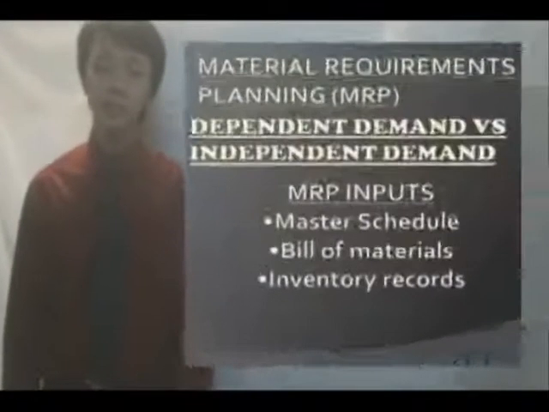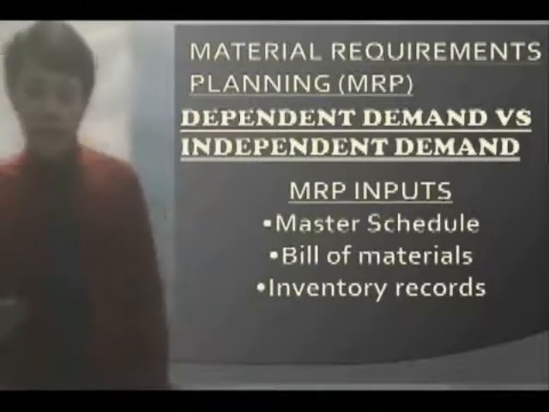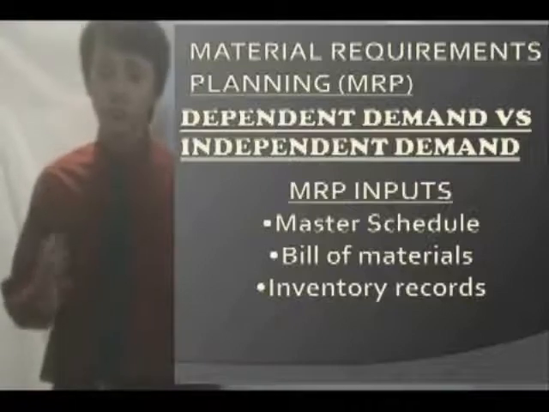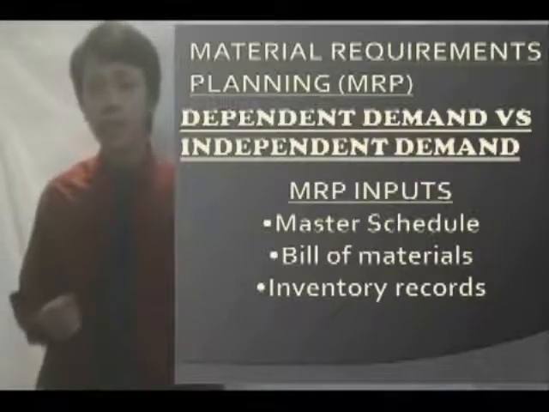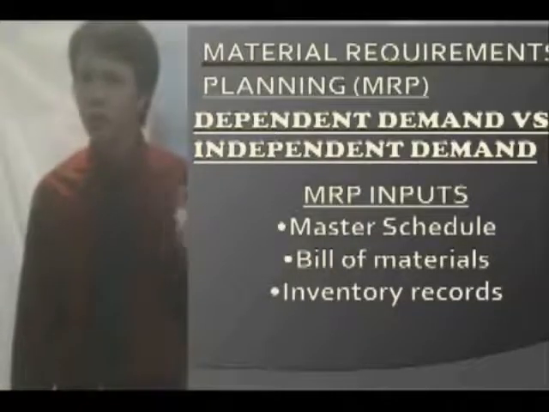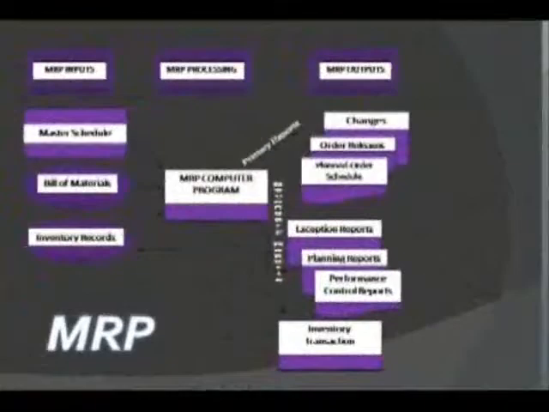Rather, it helps you systematically plan your scheduling. Now, let's differentiate dependent from independent demand. Dependent demand is a demand for items that are components of a finished product, for example, a tire of an automobile. While independent demand simply does not vary on the demand of anything. An example is a car.